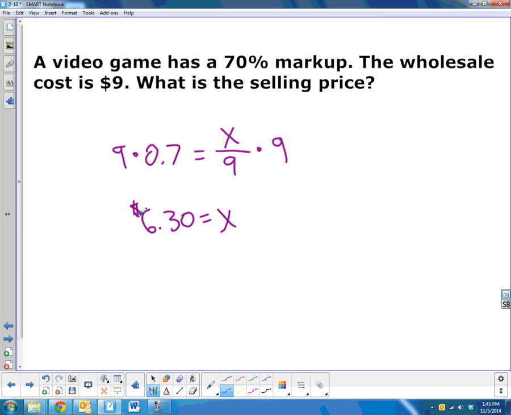But again, that's not the final answer. That's the markup. That's how much they're adding to the cost. So $9 plus $6.30. We're going to end up with $15.30 as our final selling price. And it's really important that you look at the question and figure out what they're asking.